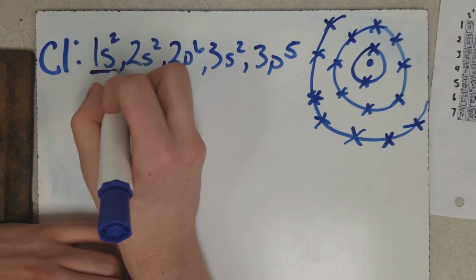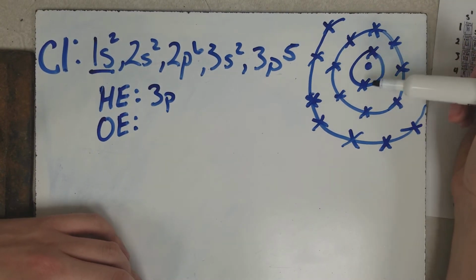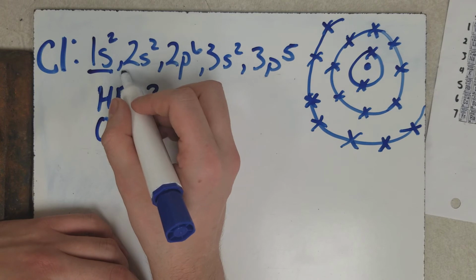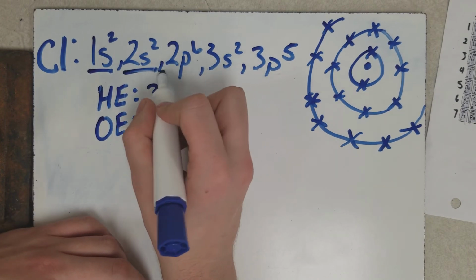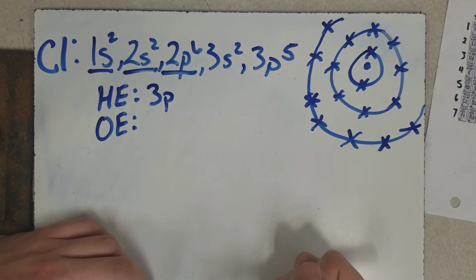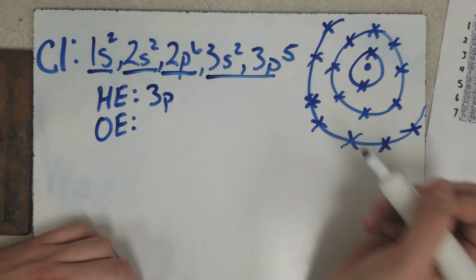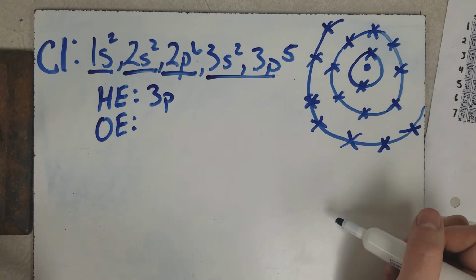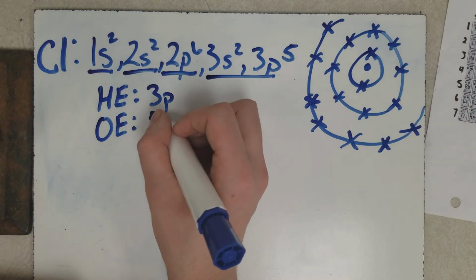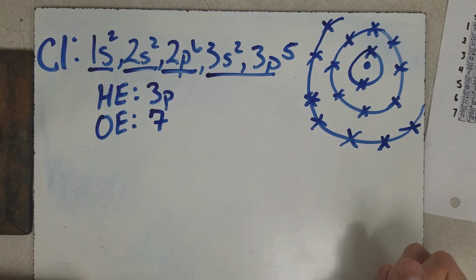So in our first ring in the s orbital, there's only 2. In the second ring in the s orbital, we have 2 of them, but we also have 6 more in the p orbital for that second ring. So that's what makes up our 8. And then for the third ring, there are 2 in the s and there are 5 in the p. So it makes a total of 7.